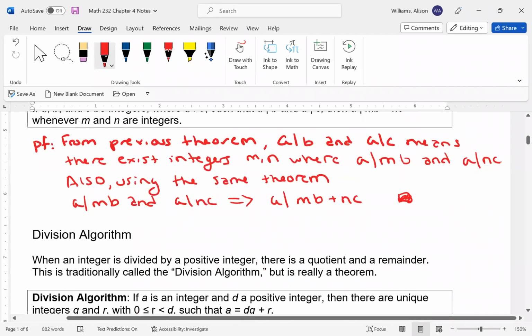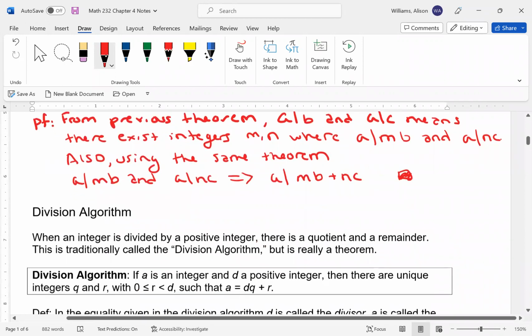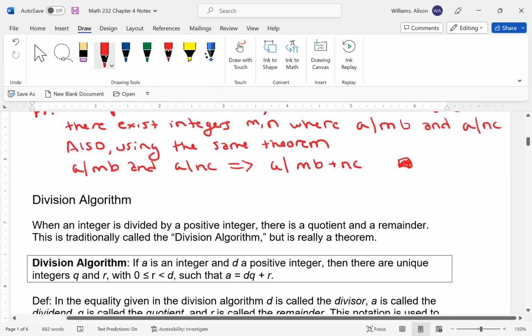All right, division algorithm. So this is useful when dividing an integer by a positive integer. There is a quotient and a remainder. This is traditionally called the division algorithm, but it is actually, in fact, a theorem, but we're going to look at it as an algorithm right now. If a is an integer and d is a positive integer, I want you to notice that we're talking about that positive integer, but that's not as important as something else we're going to point out here in a second.